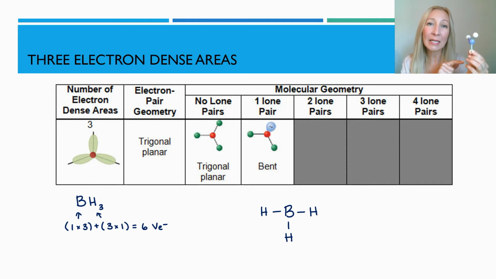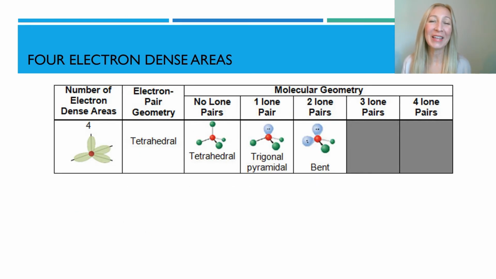The molecular geometry is the same as the electron pair geometry because there are no lone pairs on the central atom pushing these bonds in other directions. So the electron pair geometry and the molecular geometry are both trigonal planar. The next molecule I want you to draw a Lewis structure for is CH4.